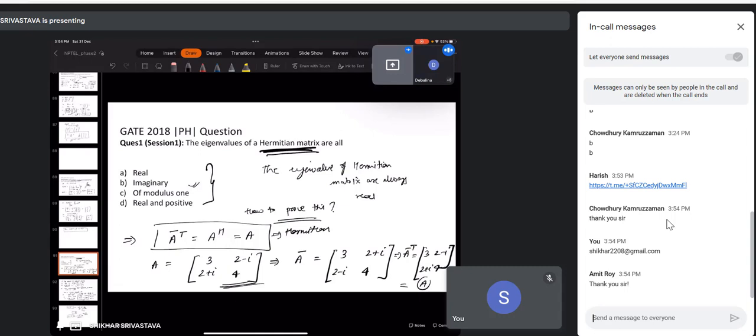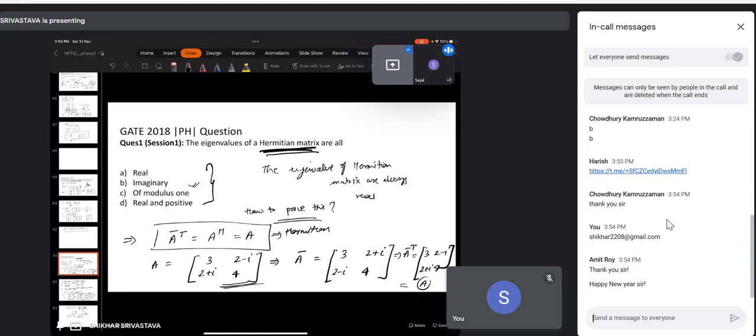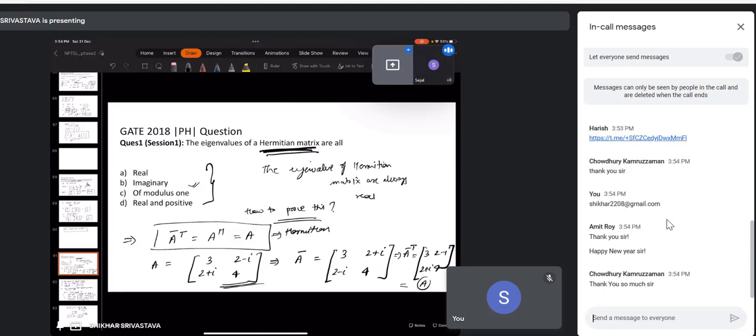Okay, so in that case we'll meet next. I also want to wish you a happy new year. All the best to you. Happy New Year, sir. You can take a one or two day break and then start preparing again. When is the GATE exam? Probably 11th or 12th Feb. 11th or 12th Feb. Okay.